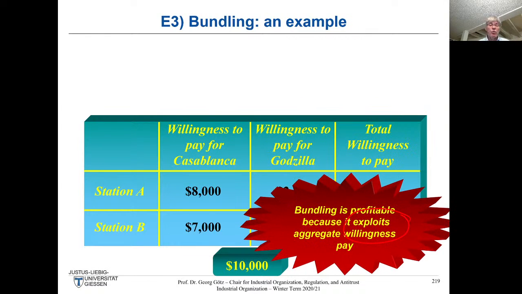Bundling is profitable because it exploits this aggregate willingness to pay. One firm is willing to pay only little for one movie and more for the other, and vice versa. So what you use is this total willingness to pay, and that's what you really are able to extract or make use of if you bundle.